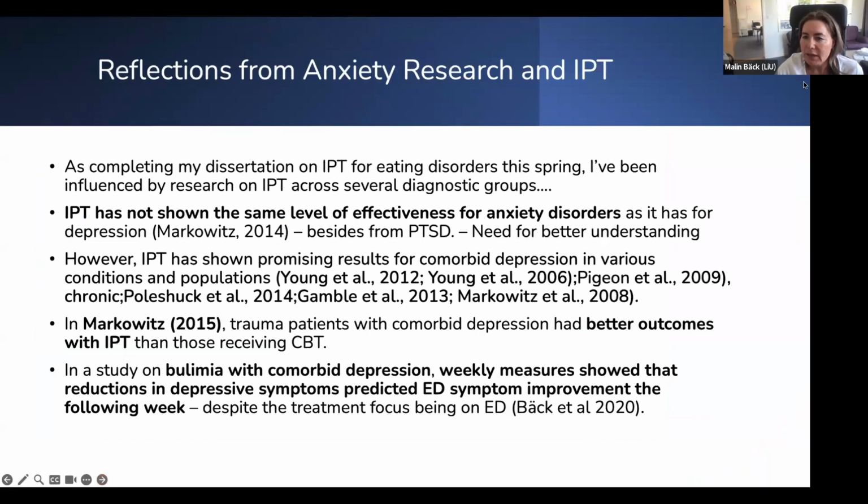I want to say something more because some of you know that I'm just about to finish my thesis, and it's about interpersonal psychotherapy for eating disorders. I want to mention some things regarding IPT and anxiety disorders in general, because I think it's important. If we don't talk about PTSD, for anxiety disorders in general, IPT has not shown the same level of effectiveness as in depression. So we need to know more about how to work with anxiety disorders in IPT.